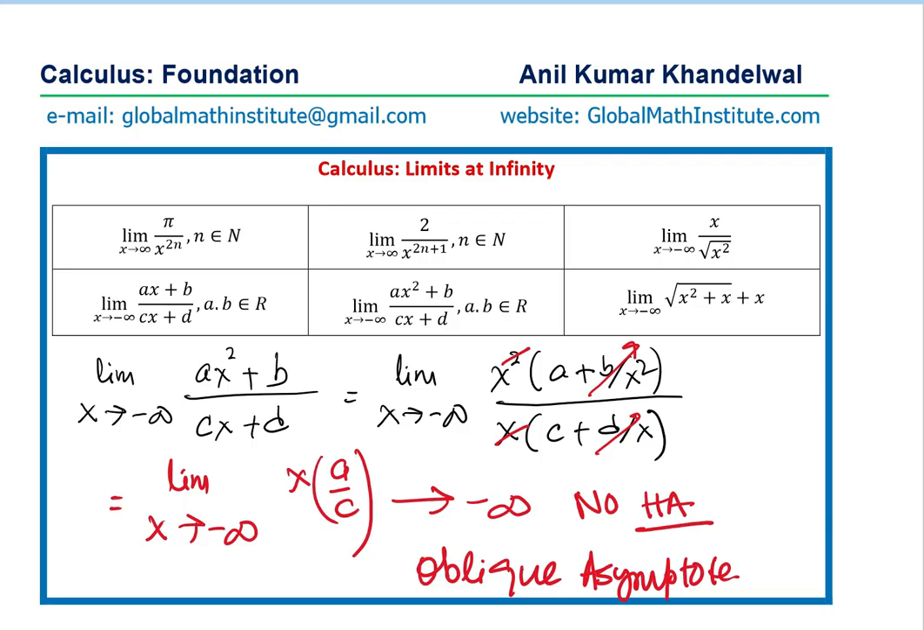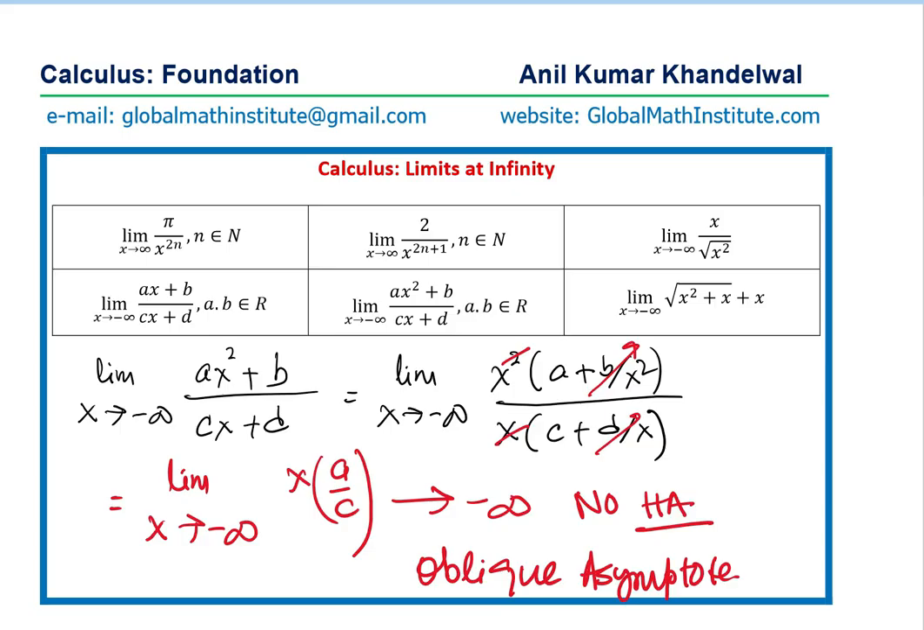It approaches the line y equals x. You can see, right? So x is what it is approaching, as x approaches minus infinity. Now, depending on the values of a and c, it could be approaching the line y equals x from above or from below. That's a different story. However, we see in this particular case that we have an oblique asymptote, not a horizontal asymptote.